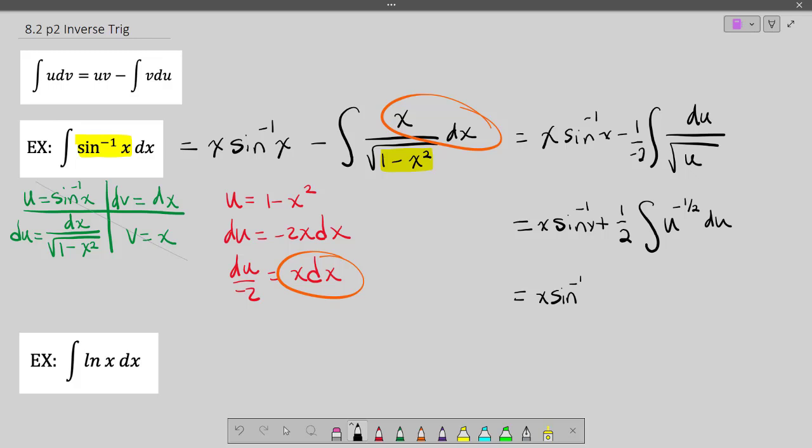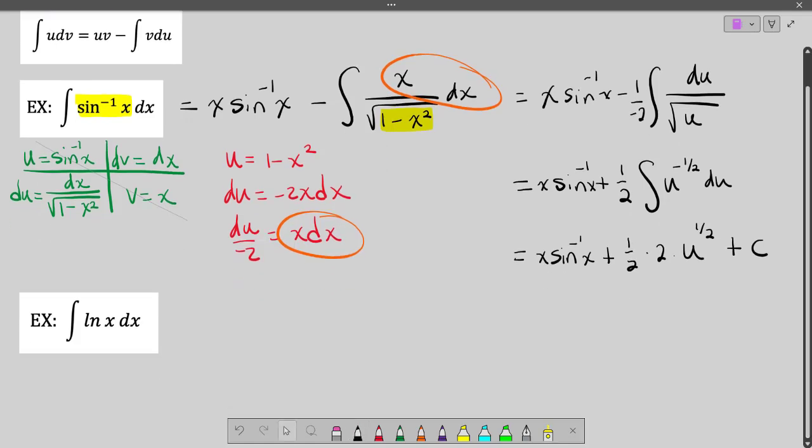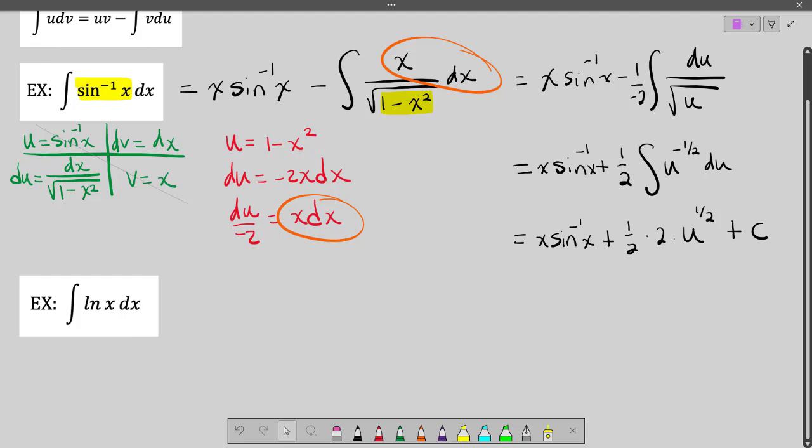Oh, dropped an x here. Inverse sine of x plus 1/2. So we're going to add 1 to the exponent here. I'll leave a little gap. So we add 1 to the exponent, we get a positive 1/2. Then we have to divide by that positive 1/2. Dividing by positive 1/2 is the same as multiplying by 2. And then we have a plus c. The 2's will cancel out. 1's in the numerator, 1's in the denominator, so those will cancel out.